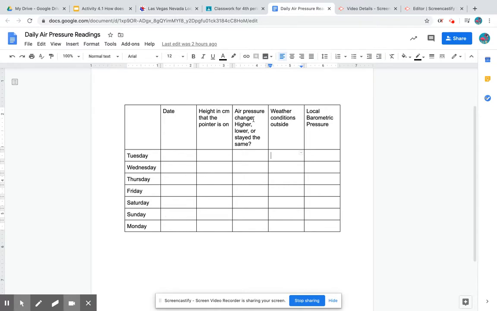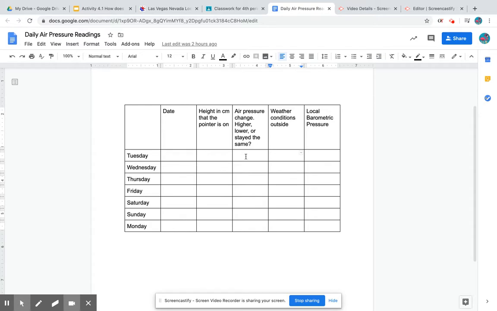Besides the date, you're going to be measuring the height in centimeters that your pointer is on. We already established where it would be when we first made your barometers. For me, it was 14 and a half. Depending on what can or bottle you used is what your regular station is. What is the height in centimeters that your pointer is on? If it's in the middle, give me a guess, like 10.5.